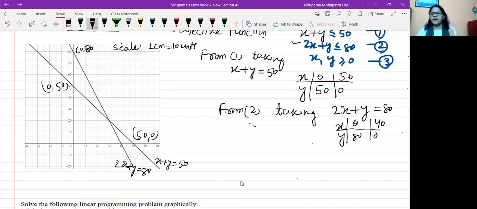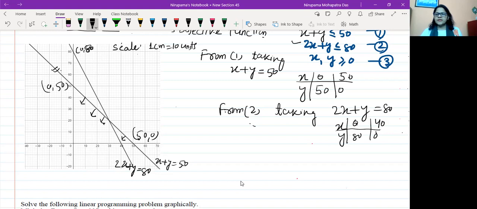Now coming back to the inequality. We are given x plus y less than or equal to 50. Now the line is not passing through the origin, so putting x equal to 0, y equal to 0, we get 0 plus 0, 0 less than or equal to 50, which is true. Means it will be towards the origin. See, I am putting an arrow mark, because finally we have to find the common region.